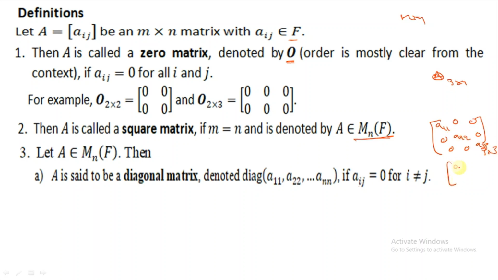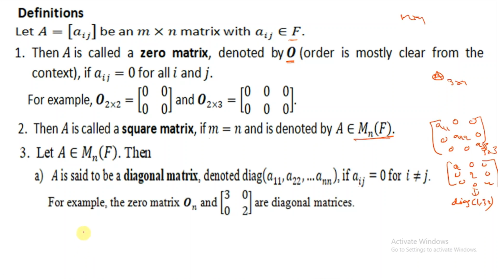Like this one, if I write 1, 0, 0, 0, 2, 0, 0, 0, 4, it's a diagonal matrix. It's also represented as diagonal of A11, A22, up to Ann. Or this is the 3 by 3 matrix; you can write diagonal 1, 2, 4. It's a diagonal matrix. For example, the zero matrix is also diagonal itself. That means it's a zero matrix, diagonal elements are 0, 0. And 3, 2. These are diagonal matrices.